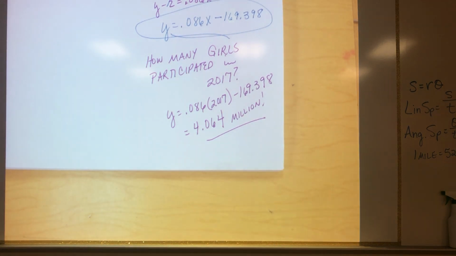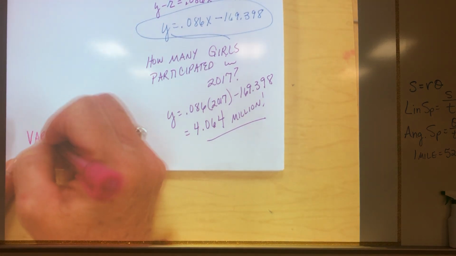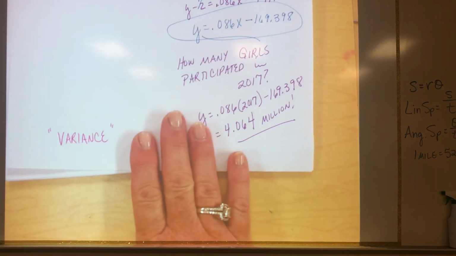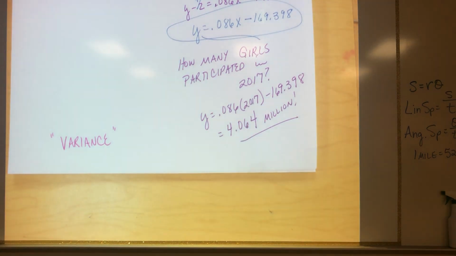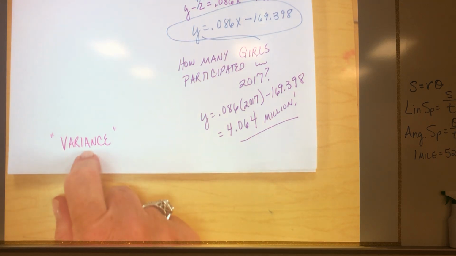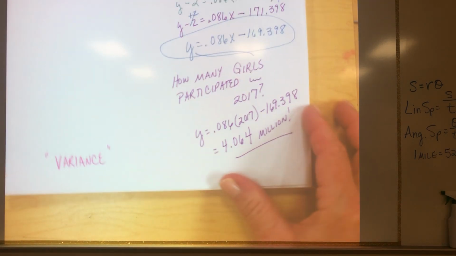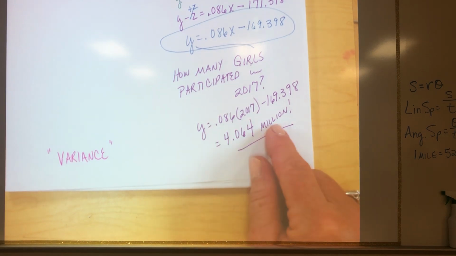Everybody okay? All right, I want to talk about this. Variance. Is this important? Anybody know where it comes from? The worksheet. Yeah, it comes from the worksheet. So a lot of kids don't know what variance means. All right, so I'm going to give you two examples of what variance means. Look, my equation says that in 2017, 4.064 million girls participated in high school sports.